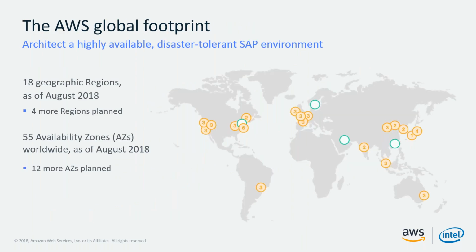Then we look at the AWS global footprint. Currently, we have 18 regions as of August 2018, with 4 more regions planned for later this year. Across those regions, we have 55 availability zones worldwide and 12 more availability zones planned for later this year. This enables you as a customer to choose which region you want to deploy your mission-critical SAP workloads.